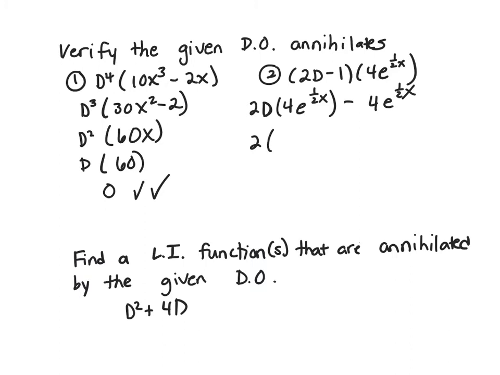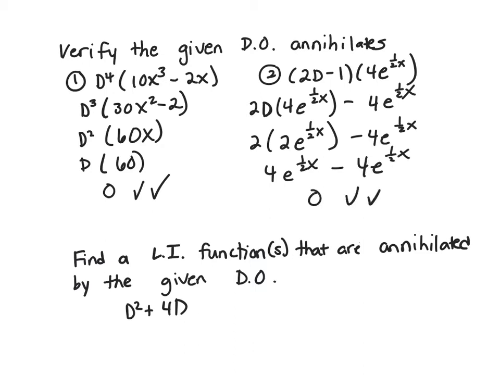What is the derivative of 4e to the 1/2 x? Well, that will give me 2e to the 1/2 x. In this second term, 4e to the 1/2 x, there are no differential operators, so you just bring it down. So you have 4e to the 1/2 x minus 4e to the 1/2 x, and what's that give me? 0. Remember, L of f of x equals 0 is what we're trying to find.